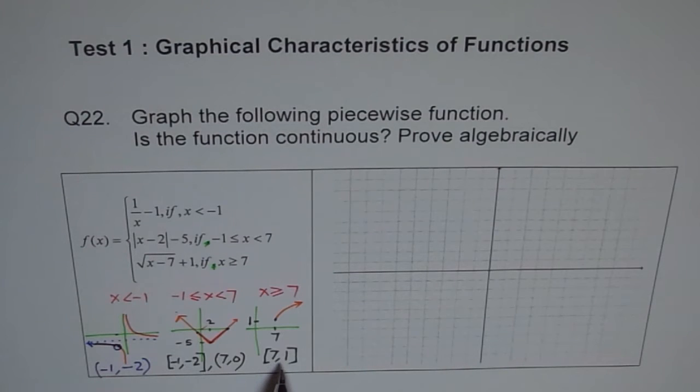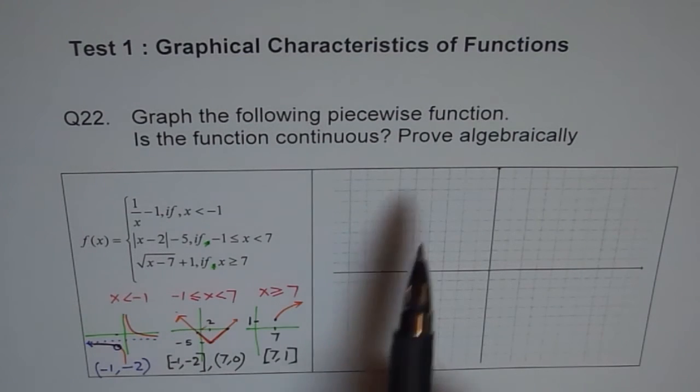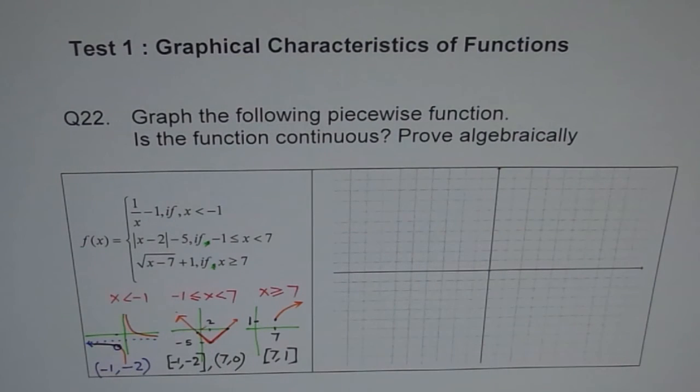So algebraically we have shown that at the first piece and the second piece, they join perfectly and they are continuous at that point. But second and third piece don't overlap. And so we have discontinuity, and that discontinuity is a jump discontinuity. Correct? So we have basically proven algebraically how the function will look like and whether it is continuous or not. Now let's try to sketch it on our graph.